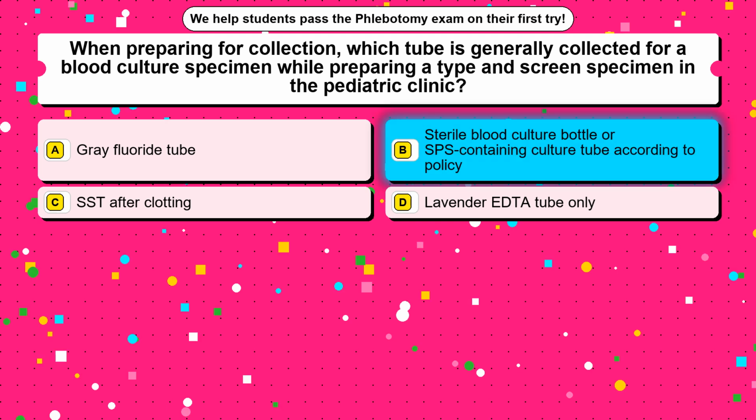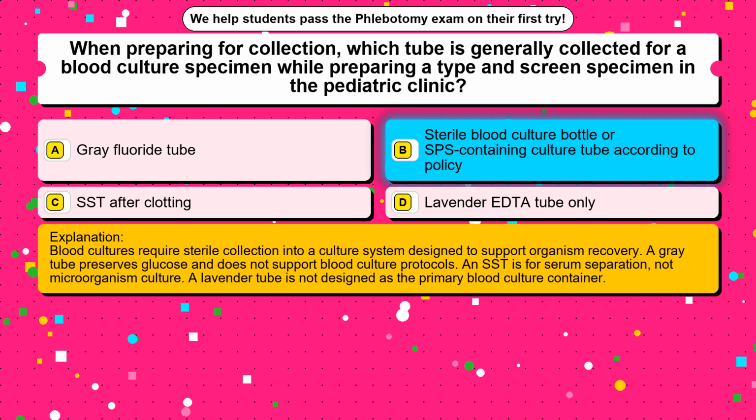The correct answer is option B, sterile blood culture bottle or SPS containing culture tube according to policy. Blood cultures require sterile collection into a culture system designed to support organism recovery. A gray tube preserves glucose and does not support blood culture protocols. An SST is for serum separation, not microorganism culture. A lavender tube is not designed as the primary blood culture container.